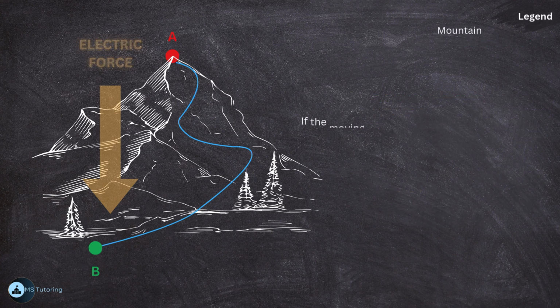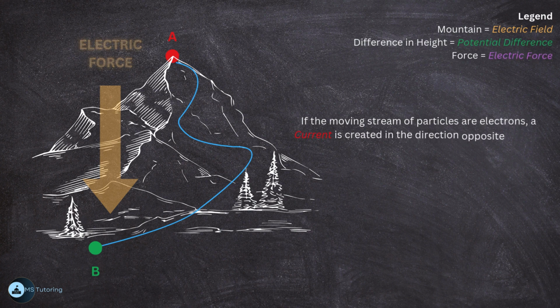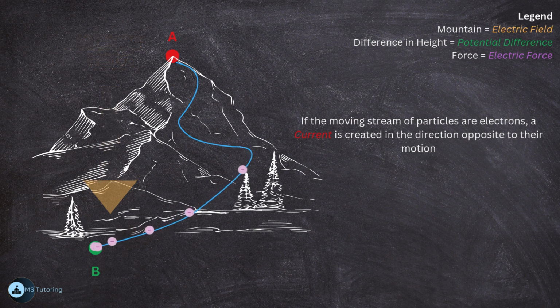So if our chosen particles happen to be a group of electrons, and they find themselves within an electric field at a point of a certain electric potential, like point A, the electric force can push these electrons down a potential gradient to another point of electric potential, like point B. And if electrons are made to move in a stream like this, an electric current is created in the opposite direction.